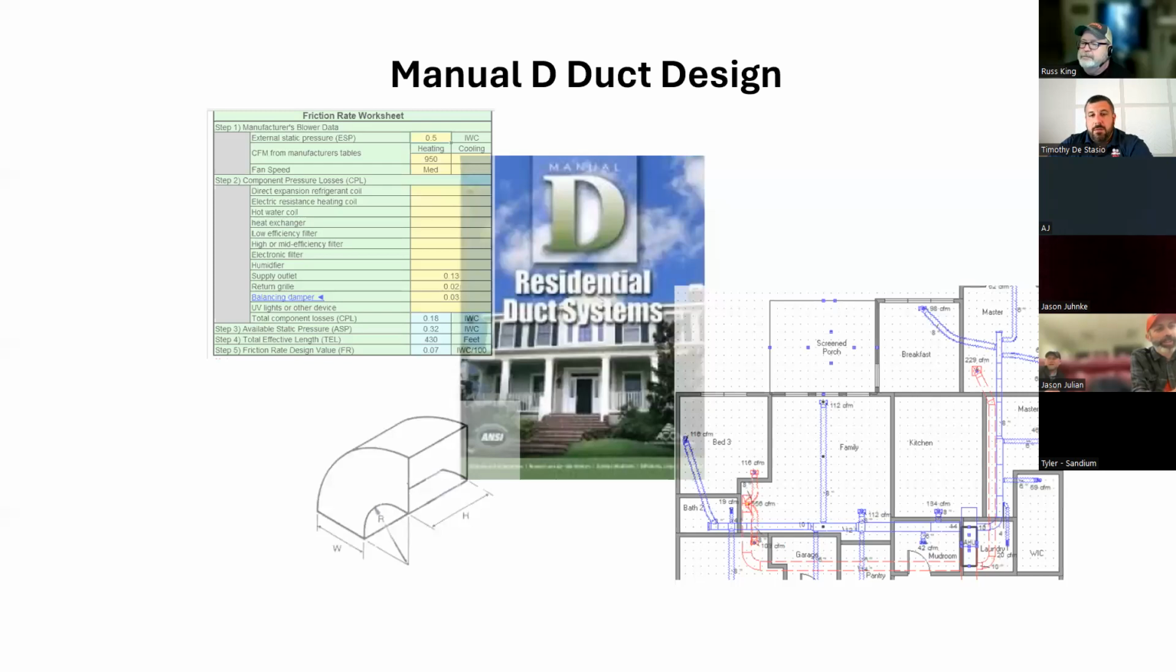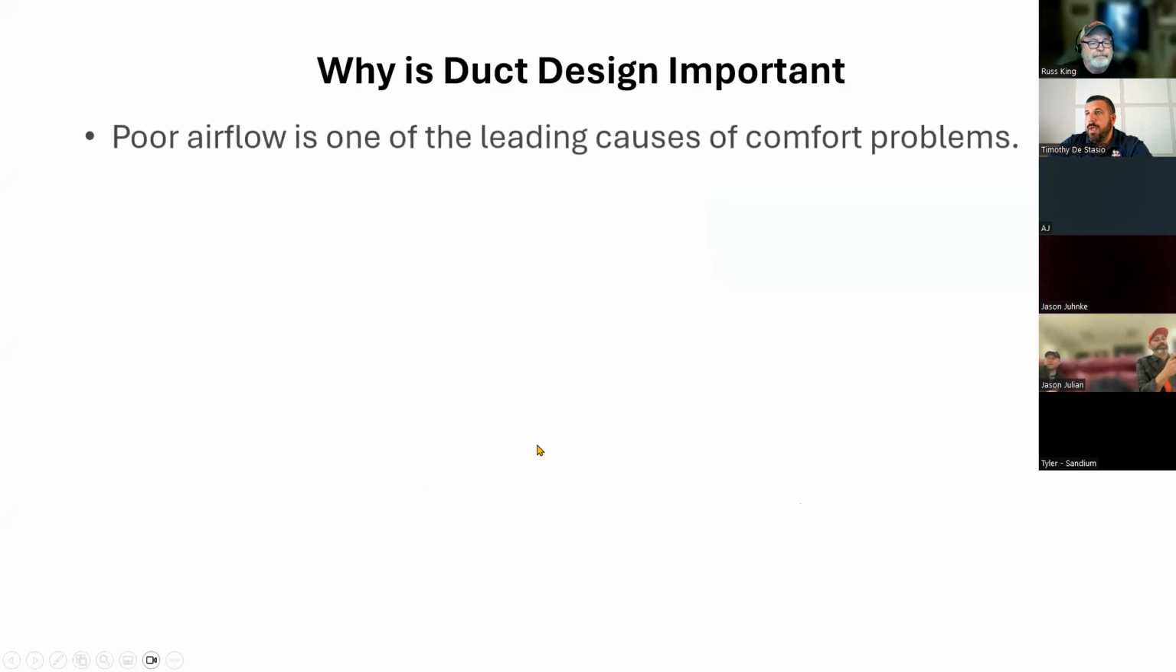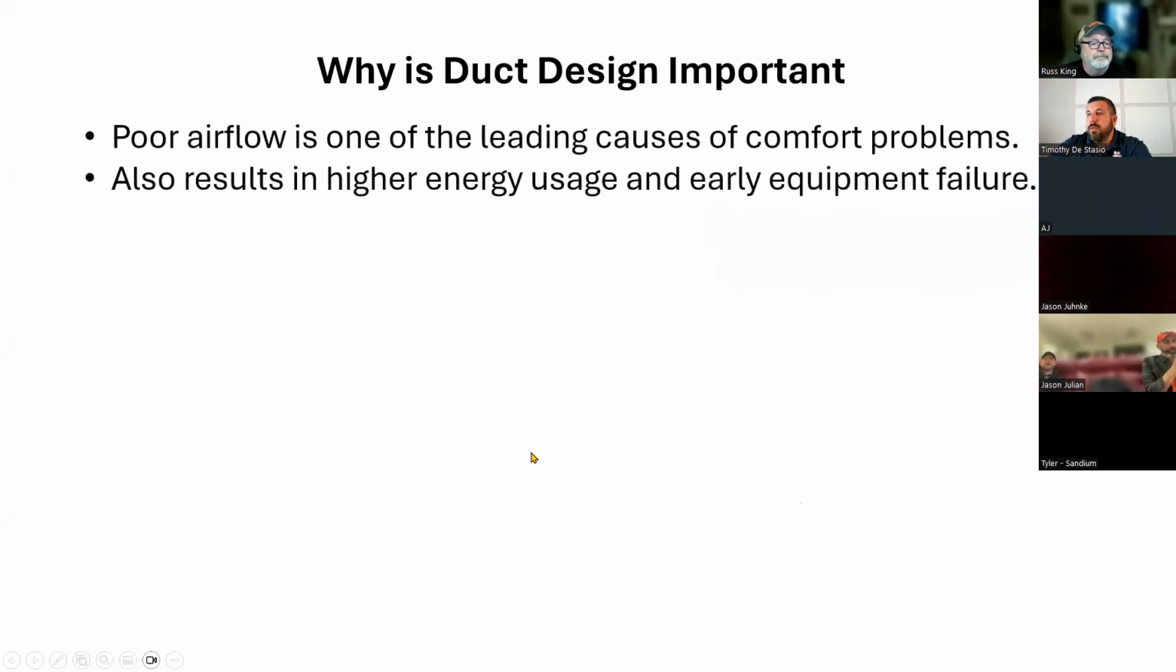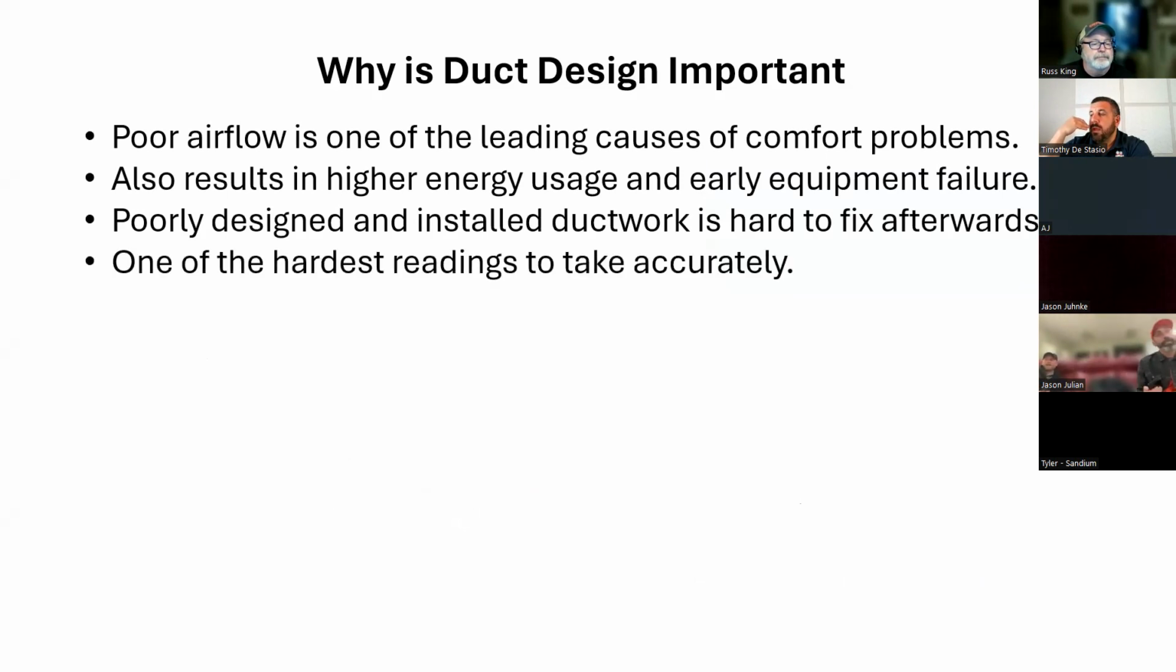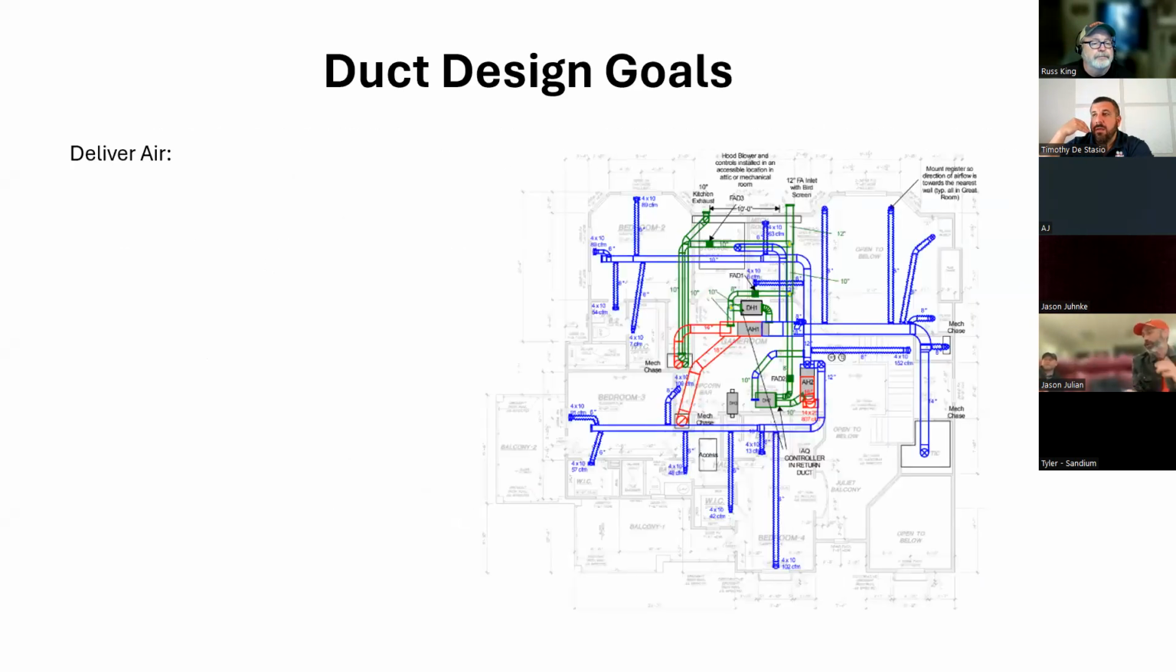Manual D is all about duct design. Why it's important? You're seeing these reasons here. It's one of the main issues of comfort problems is airflow. It makes the unit run longer, makes it use more energy, makes heat exchangers overheat, cooling coils freeze up, compressors flood back, and poorly designed and installed ductwork is hard to fix after the fact. It's also one of the hardest things to read, but it's one of the most important things to read accurately.